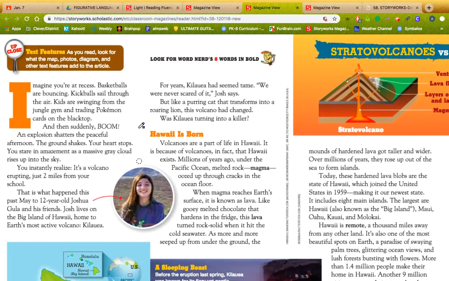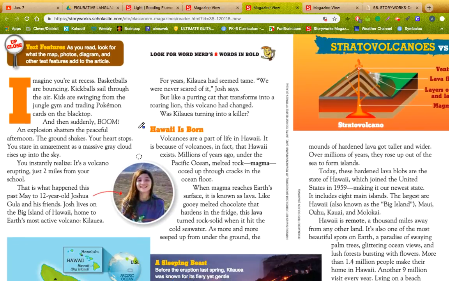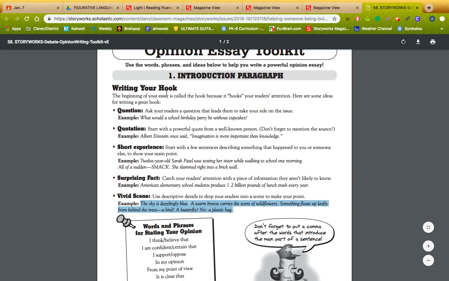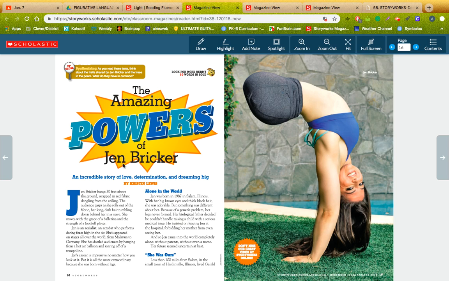This is the volcano story. And right here, here's their hook. Imagine you're at recess. Basketballs are bouncing, kickballs sail through the air. Kids are swinging from the jungle gym and trading Pokemon cards on the blacktop. And then suddenly, boom! That grabs your attention. That also is a vivid scene. Now let's look at this one.